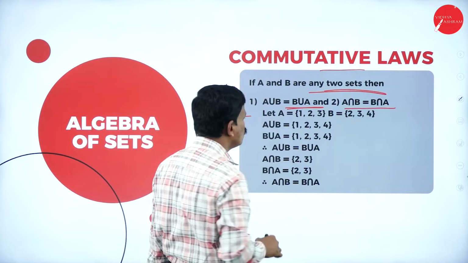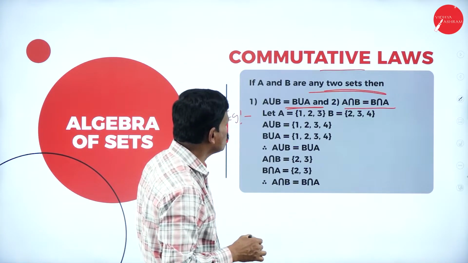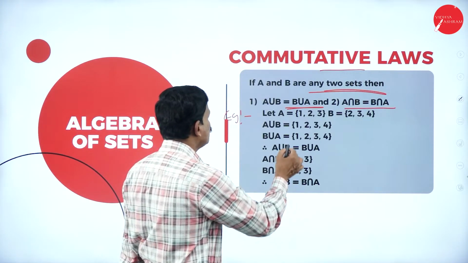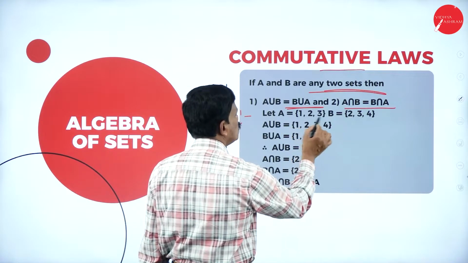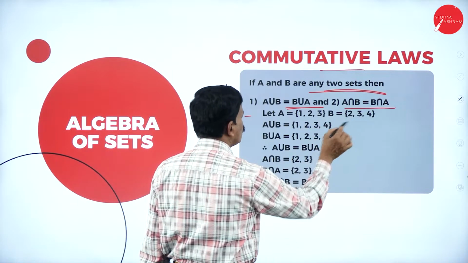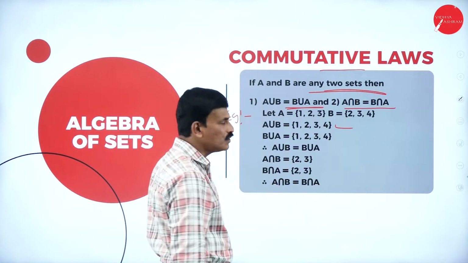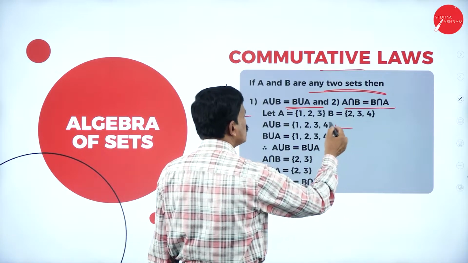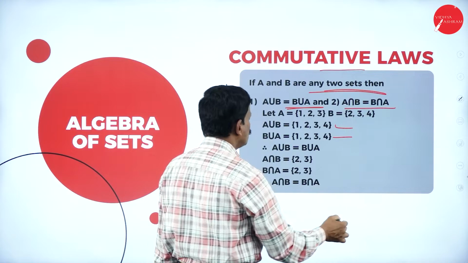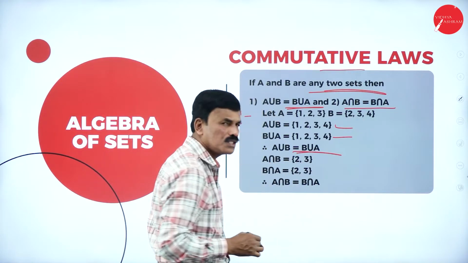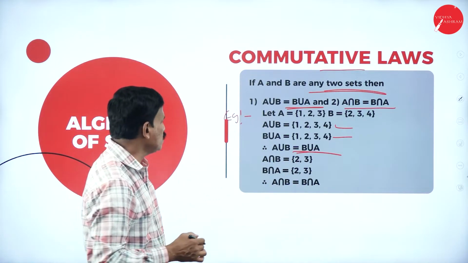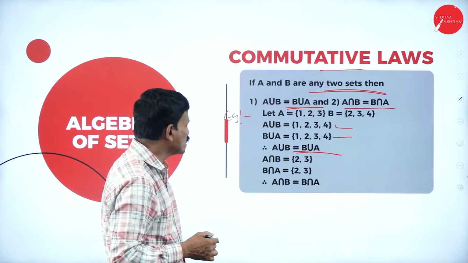If A is equal to 1, 2, 3 and B is equal to 2, 3, 4, then find A union B. A union B is 1, 2, 3, 4, and B union A is also equal to 1, 2, 3, 4. So here, A union B is equal to B union A.